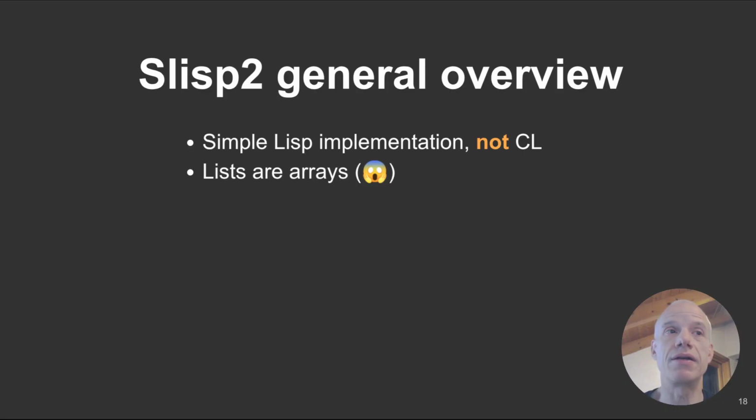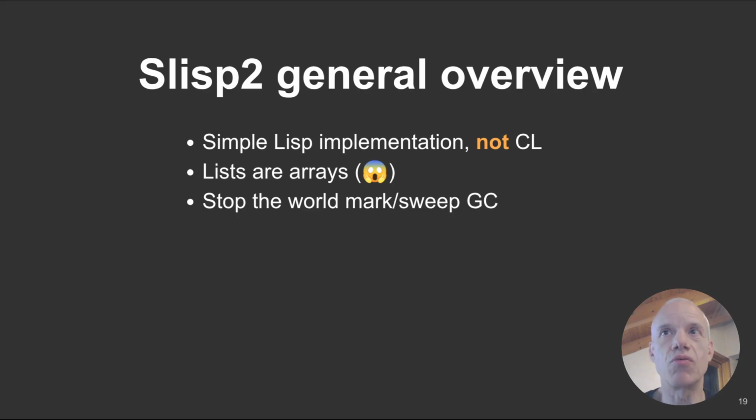In my opinion, cons pairs for implementing Lisp are a bad idea. They were okay in 1958 for the McCarthy paper, but they were not a good idea for many reasons. I think arrays work better for Lisp lists, and you can implement a Lisp system without having to write car or cdr or something like that. And there is a garbage collector that is a simple one that just stops the world and uses a mark and sweep technique.